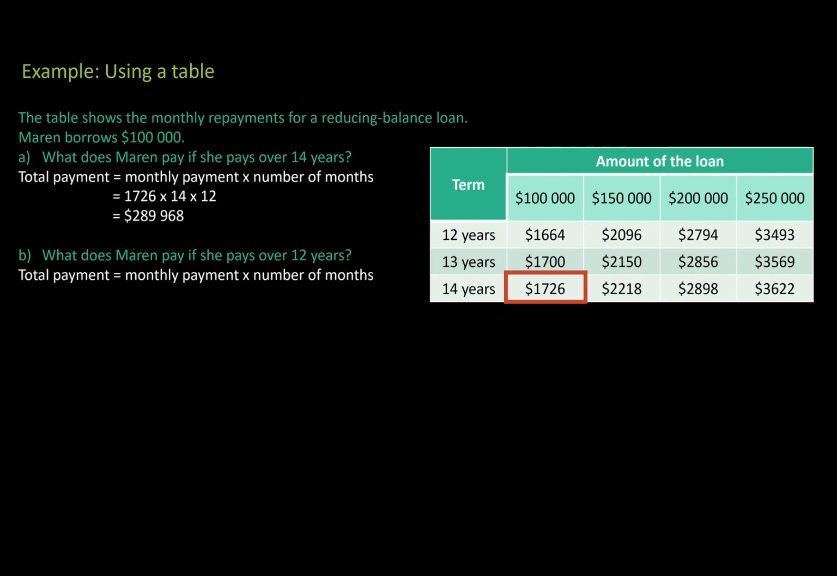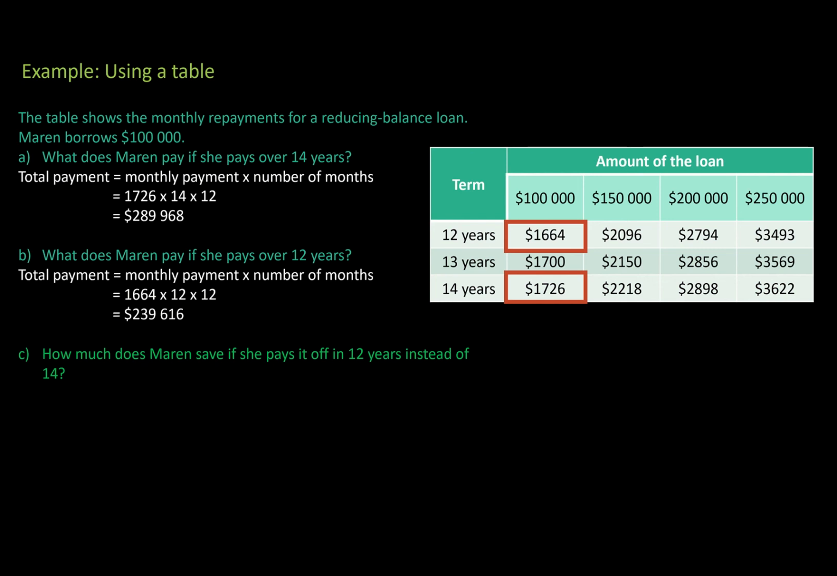What does Maren pay if she pays over 12 years? So same idea, monthly payment times the number of months. This time we've got a smaller monthly payment. So it's $1,664 times the 12 years times 12 to turn it into months, which ends up with $239,616.